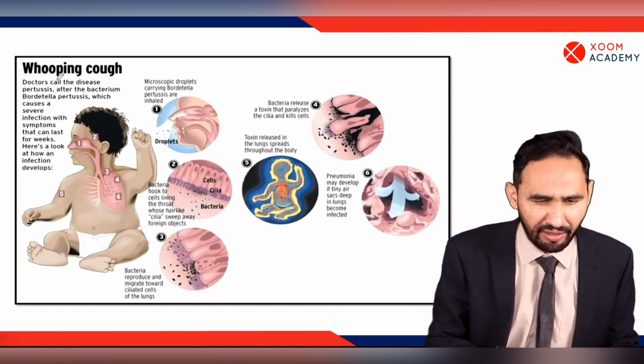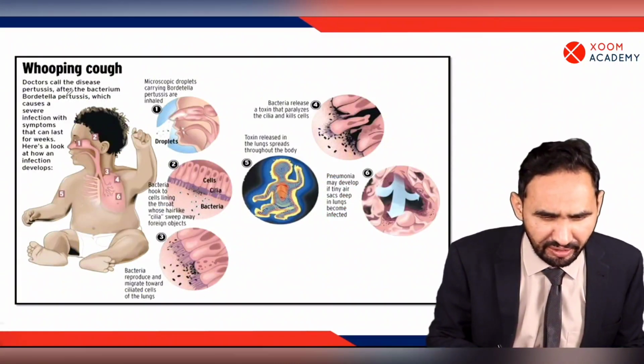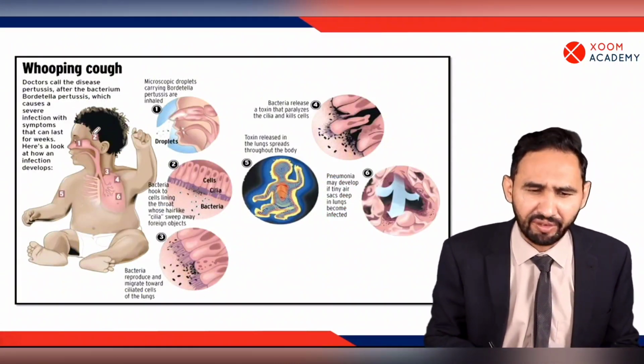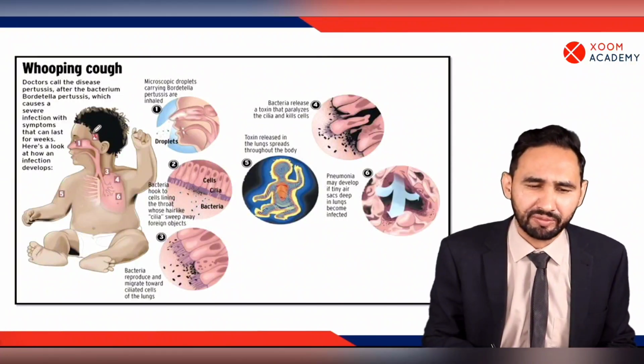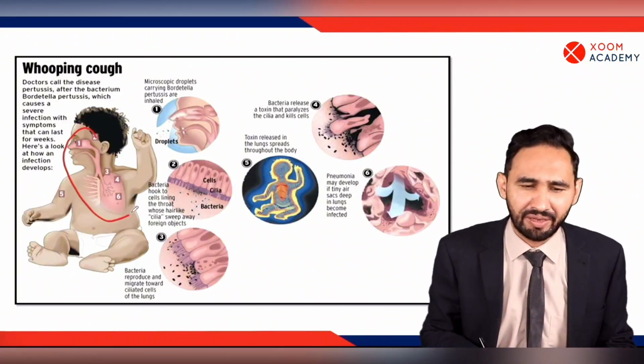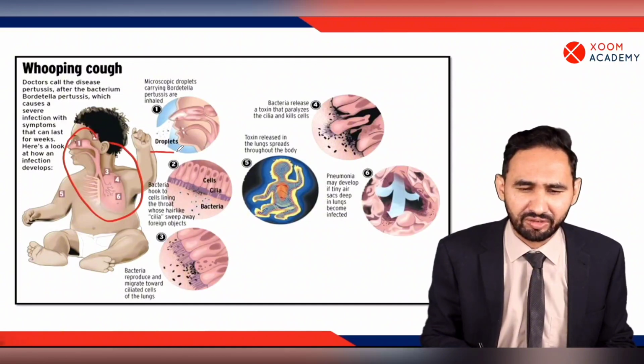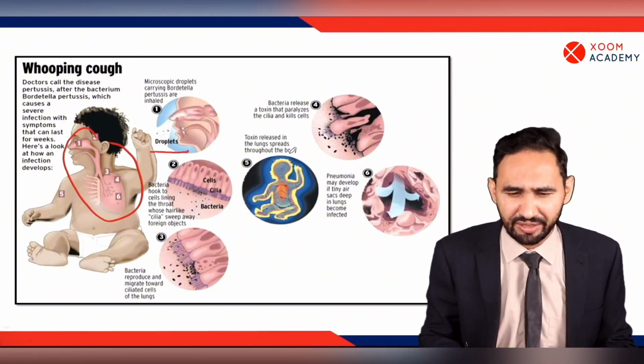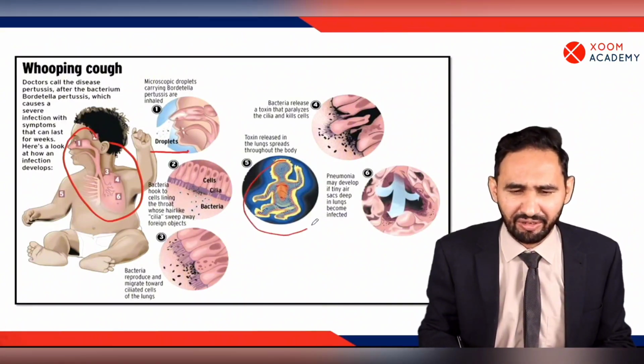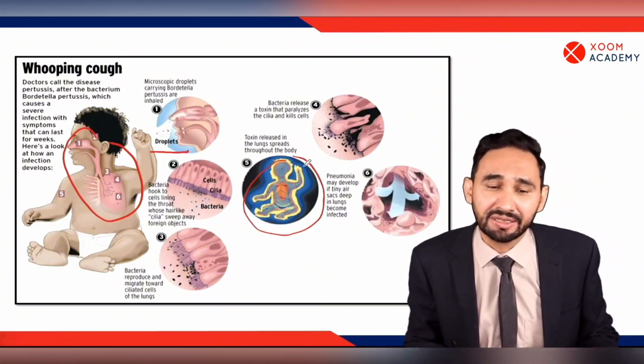So this is whooping cough. Doctors call the disease pertussis. It is called whooping cough because it produces a respiratory whoop. Bacteria enter the respiratory system through droplet infection. And you can see that it spreads to children and can cause severe cough. It can affect the lungs.